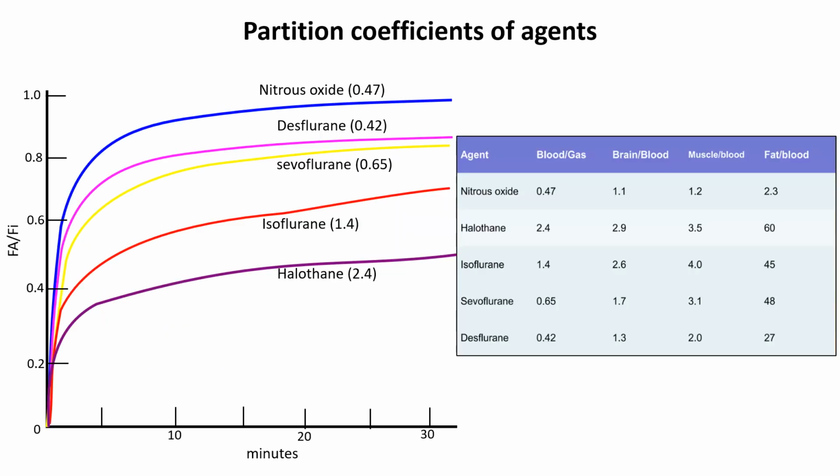The graph on the left shows the relationship between blood-gas partition coefficients of different inhalational agents and how they affect the FA by FI ratio, and ultimately the speed of induction. The table on the right shows other partition coefficients which determine the relative solubility between different tissue groups. For instance, the brain-blood partition coefficient reflects the solubility of an inhalational anesthetic in brain tissue relative to blood. It determines how easily the anesthetic transfers from blood into the brain, where it exerts its effects.